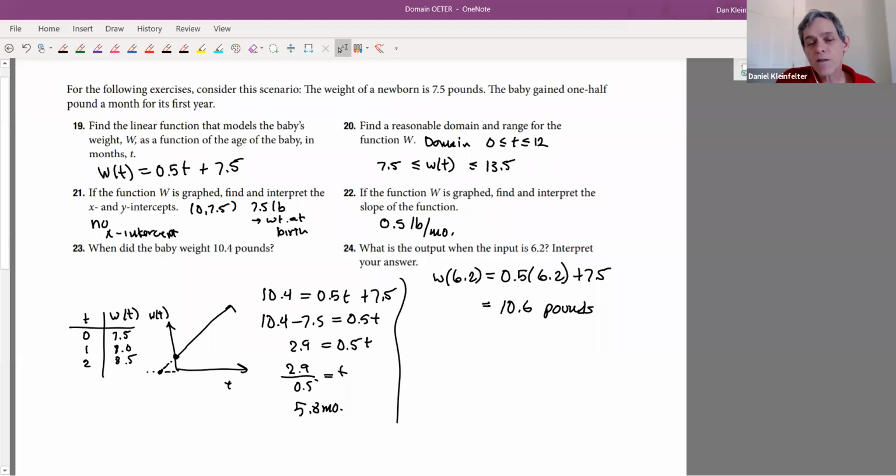Essentially, we were given a story and it led to a linear function. We figured out what the formula for that linear function was and then answered a couple of questions based on it. A little bit about domain and range, a little bit about intercepts, and then given a y value, what's the x value, and then given an x value, what's the y value. So that finally will finish section 2.3 for us.